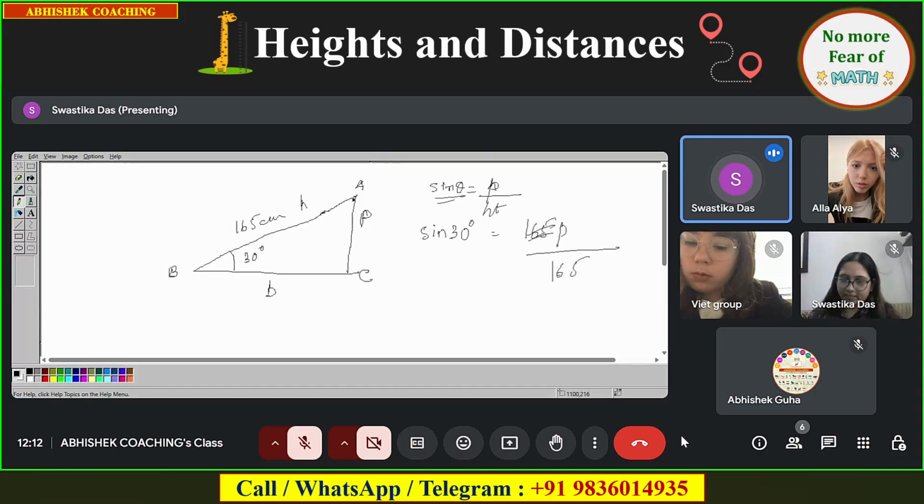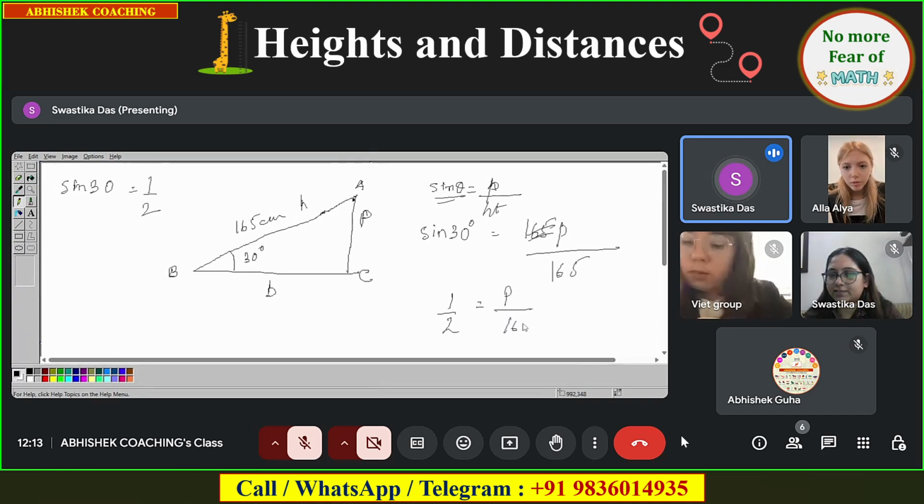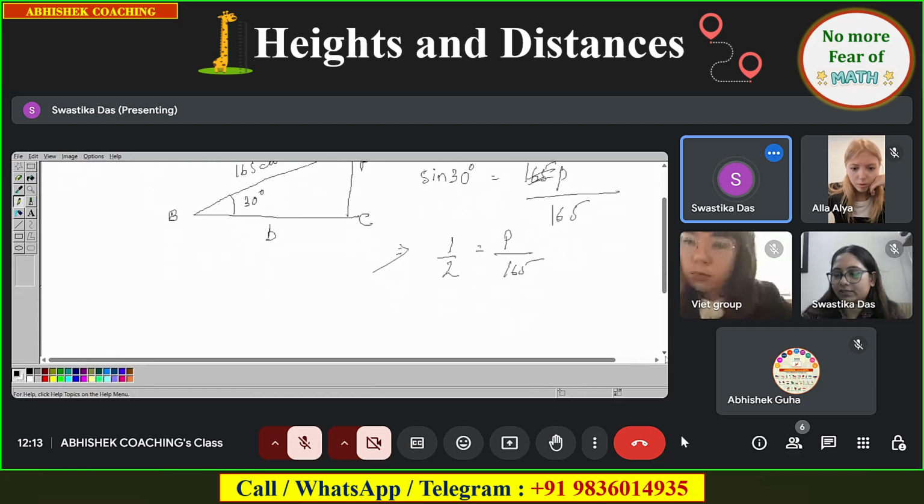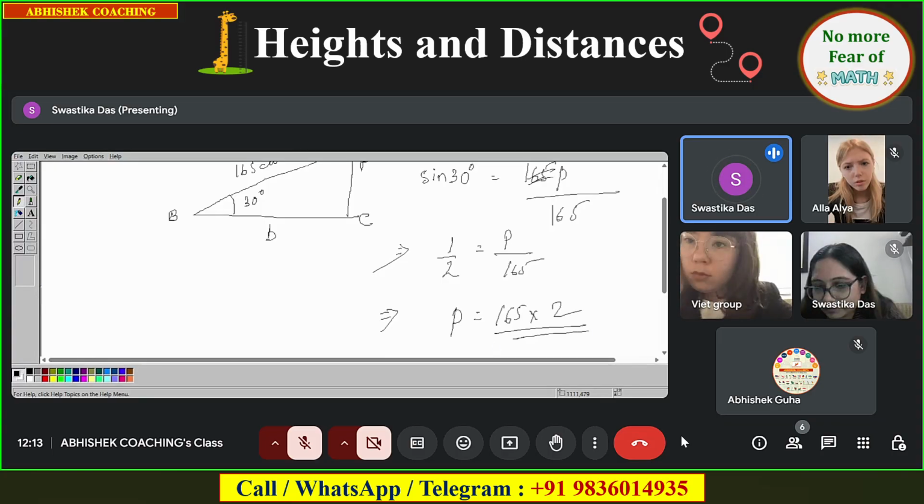If you remember the values, sine 30 is equal to half. You need to remember those values for this particular chapter. So sine 30 is half, and we have the perpendicular, and we have 165. This is a very simple sum. Can you quickly do the calculation and tell me what would be the measurement for the perpendicular?